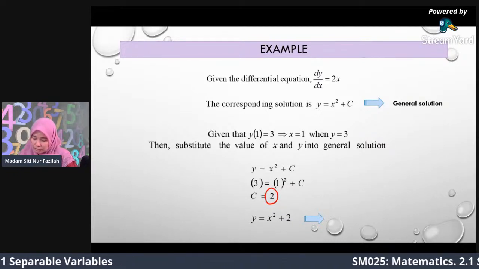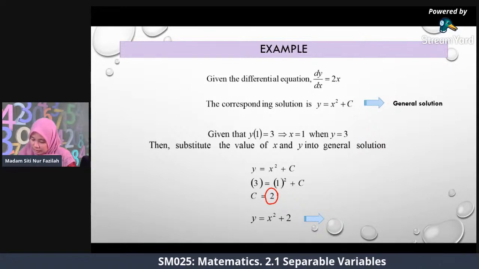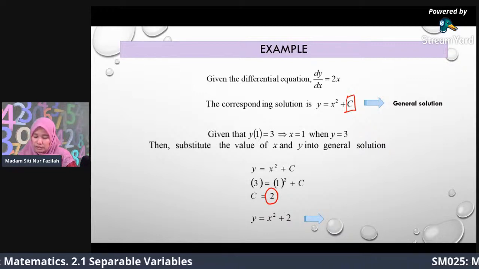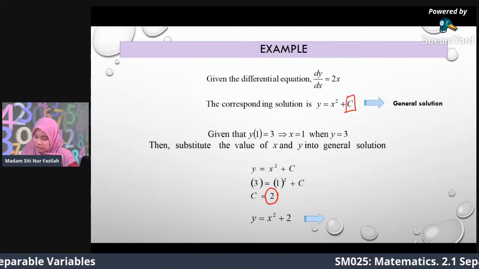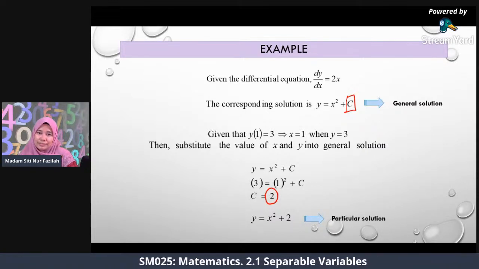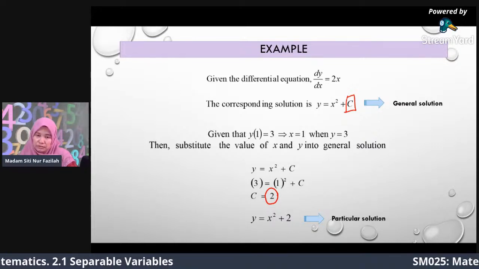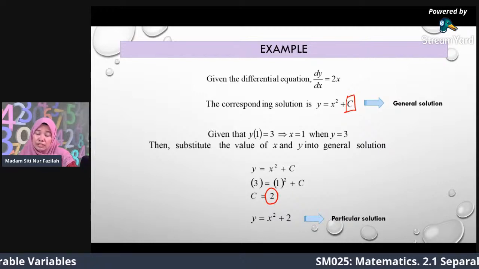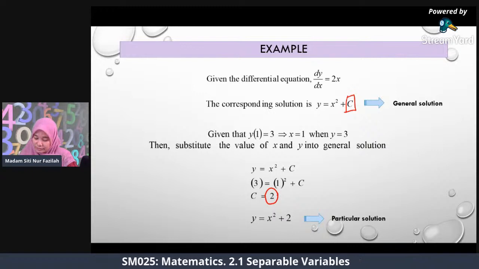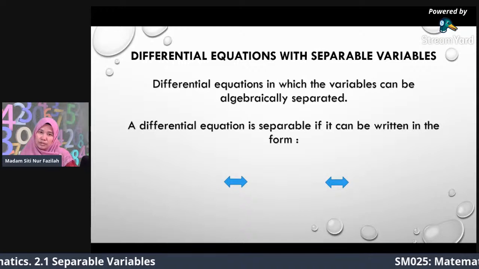Then we substitute the value for c back into the general solution. We can get y = x² + 2. This is what we call a particular solution. To understand more, to find a particular solution, we must have a condition value to find the value of the constant.